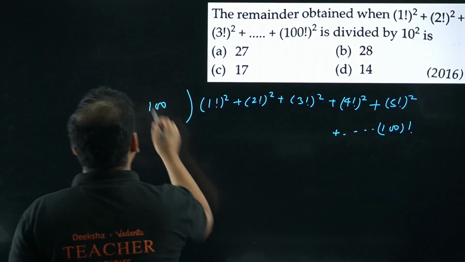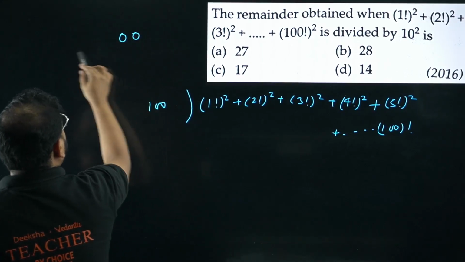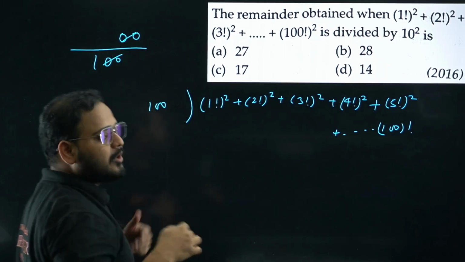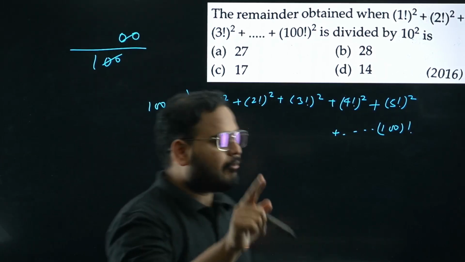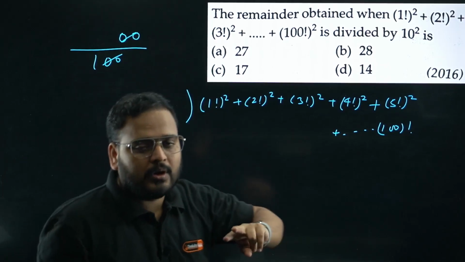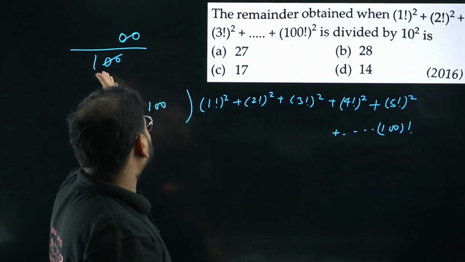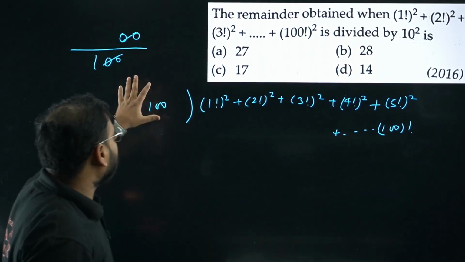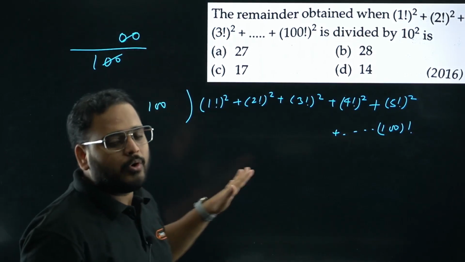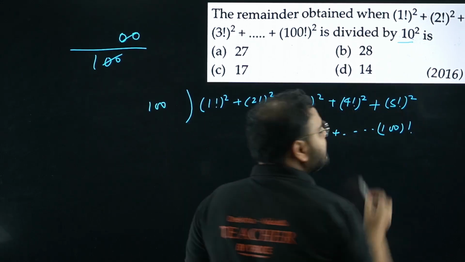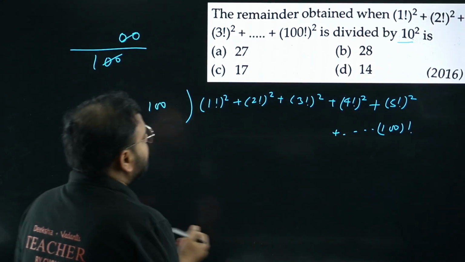Any term which has the last 2 digits as 00, I can cancel by 100, right? It means they'll have no remainder in that case. Basically, a number which has the last 2 digits as 0 will be divisible by 100. What is 100, sir? What is given here? 10 square. All of you agree? Great. So think about it.